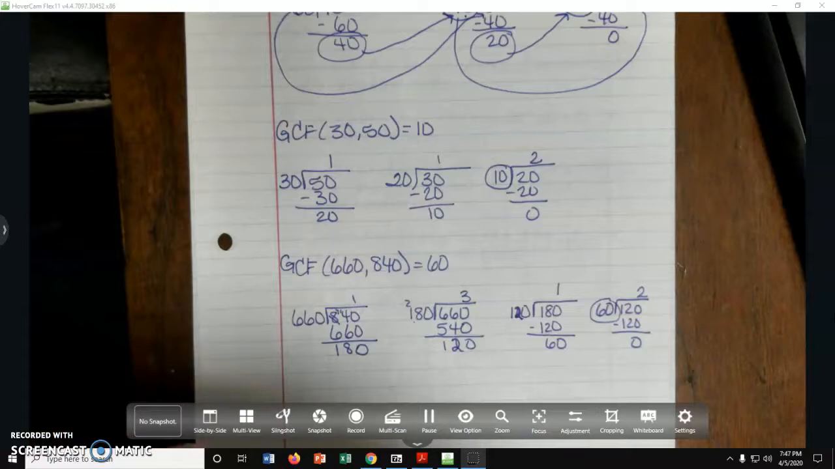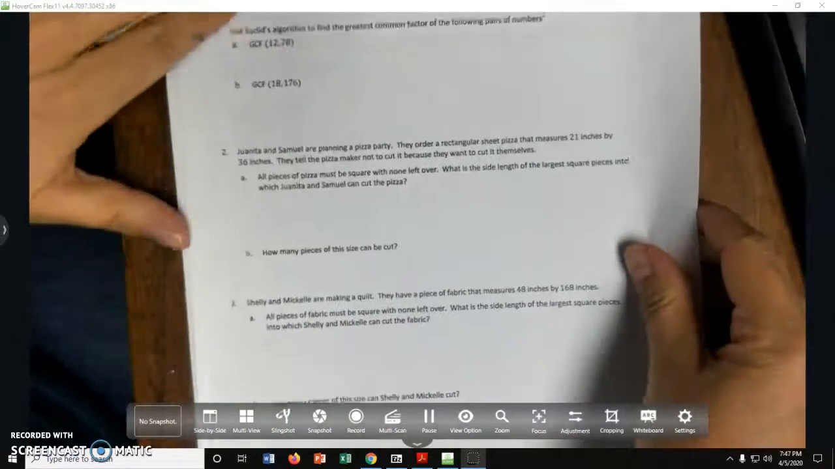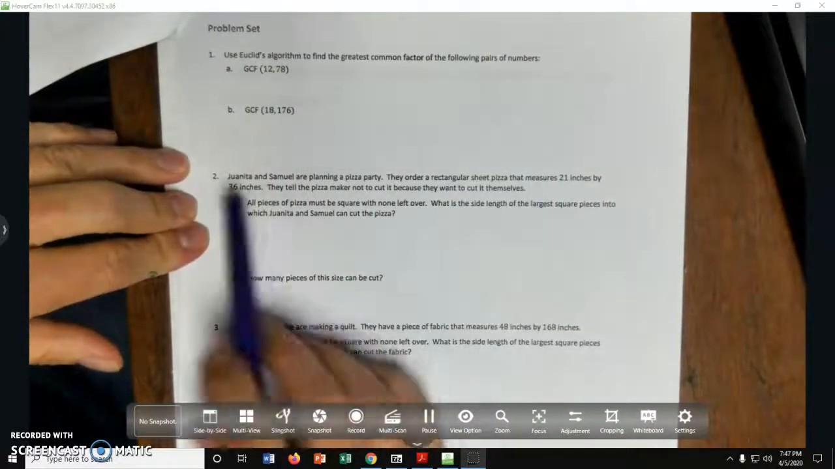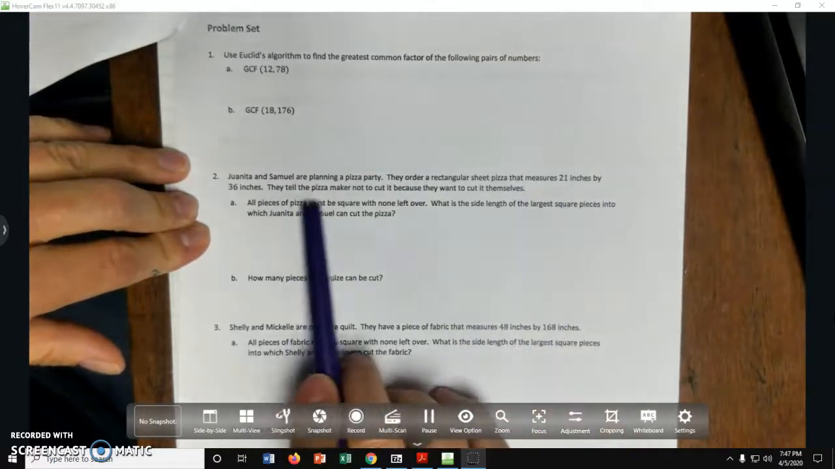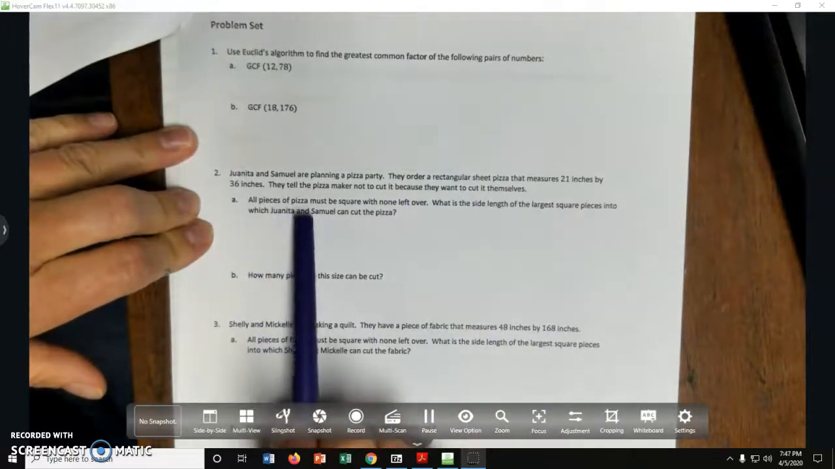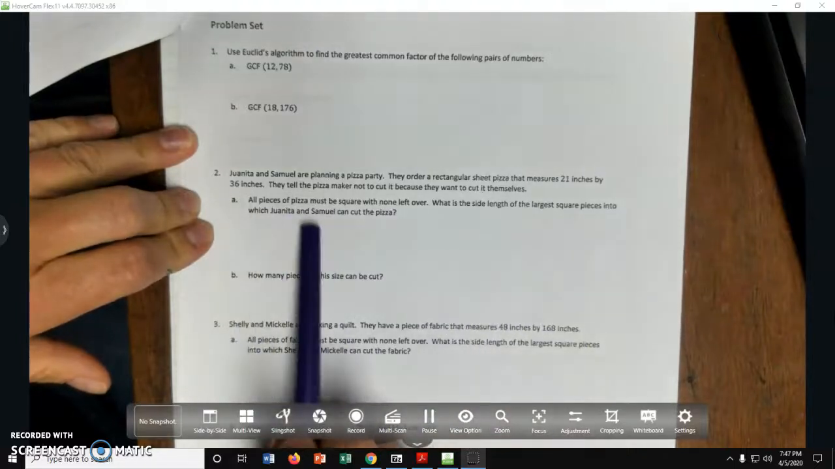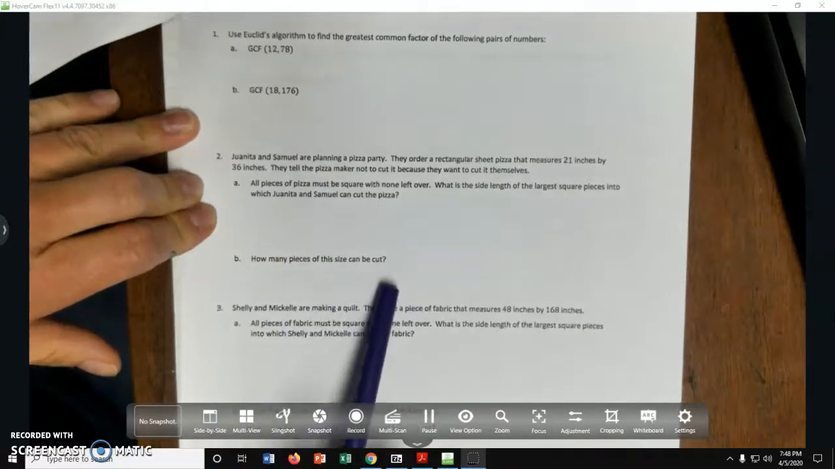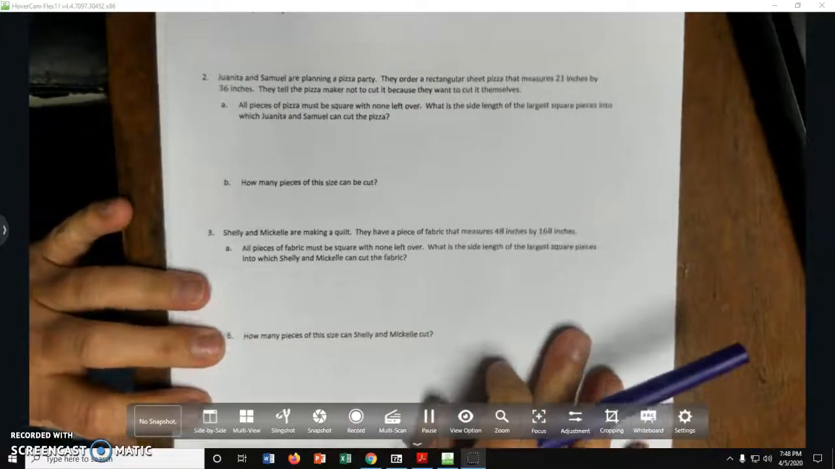Let me find your packets and see what else there is for this lesson. So lesson 19, here you are. Use the Euclidean algorithm to find the greatest common factor. Here it tells you they're planning a party. They order a rectangular sheet pizza that measures 21 inches by 36 inches. They tell the pizza maker not to cut it because they want to cut it themselves. All pieces of pizza must be square with none left over. What is the side length of the largest square piece into which Juanita and Samuel can cut the pizza? How many pieces of this size can be cut? You're going to have to think about those. Give you something to work your brain today.